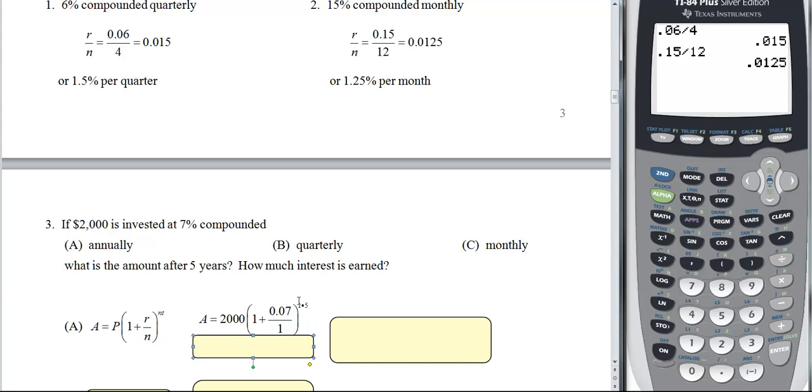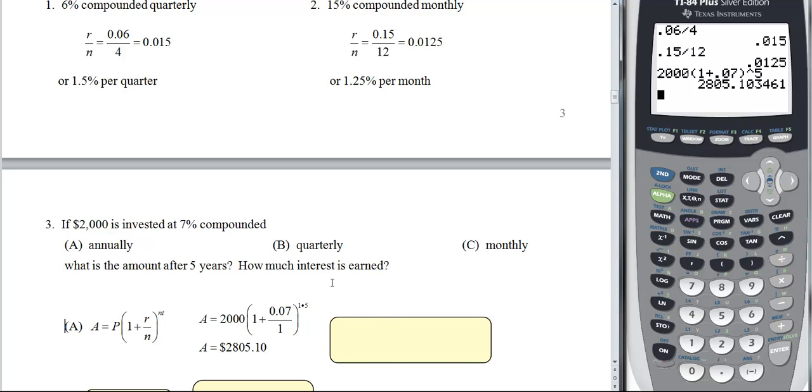Annually means 1, and this is 5 years. Please remember your interest rate needs to be changed to decimal. So if you put this in your calculator, parentheses 1 plus 0.07 raised to the 5th. You can put in the whole thing, which is really nice. So that's the amount after 5 years if it's compounded annually.